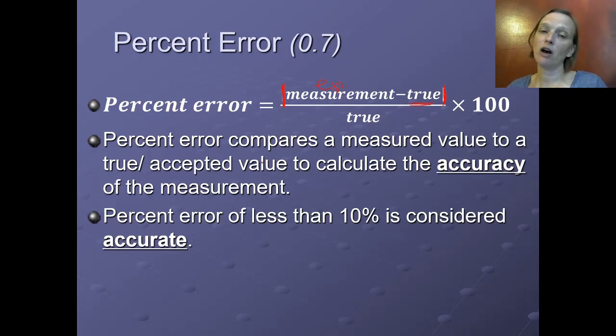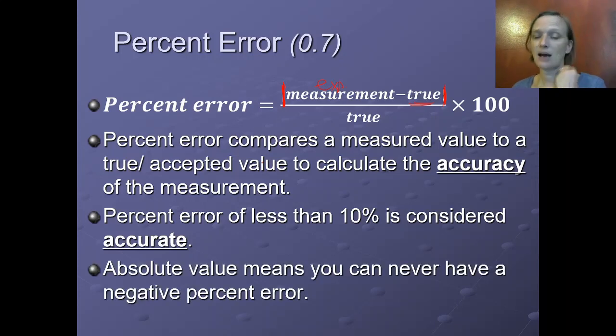A percent error of less than 10% is considered accurate. So that's our target value. If we're less than 10% error, then we're accurate. If we're more than 10% error, it's considered inaccurate. And as I said, that absolute value means you can never have a negative percent error.